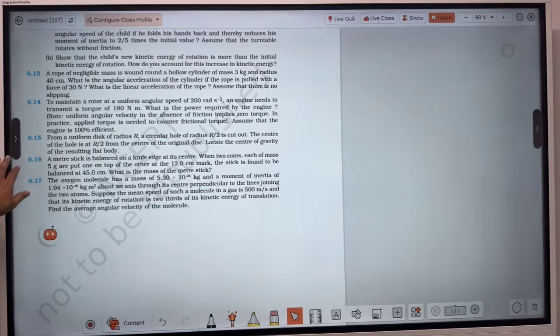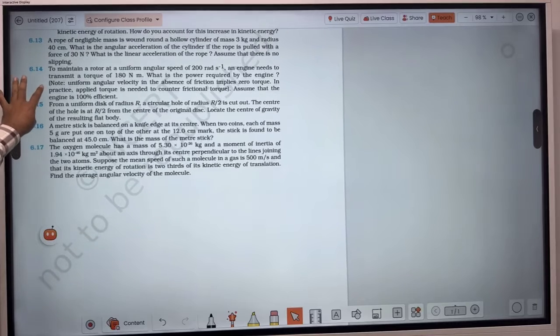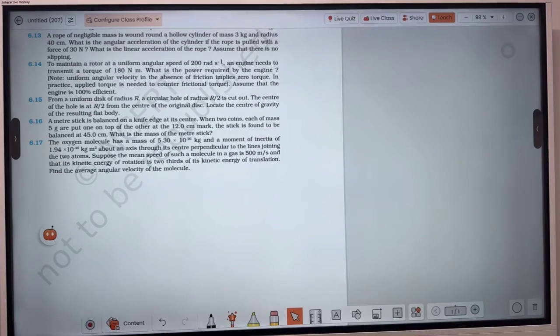Now going to the next question. From a uniform disc of radius r, a circular hole of radius r by 2 is cut out. The center of the hole is at r by 2 from the center of the original disc. Locate the center of mass of the resulting flat body.